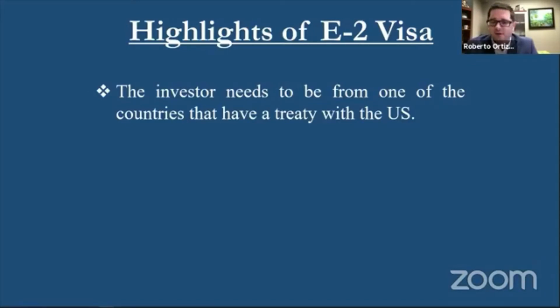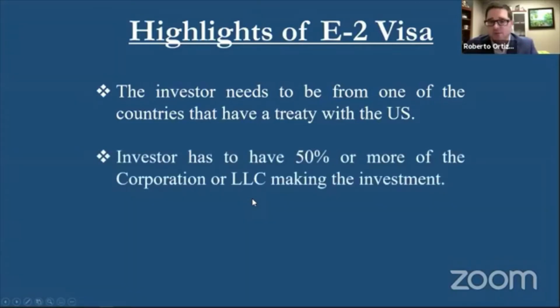In South America, the majority of the countries have it, but for example, Venezuela and Brazil, which are very big countries, especially Brazil, they don't have it as well. So it's a treaty visa, and it's become more popular recently because of the timing.